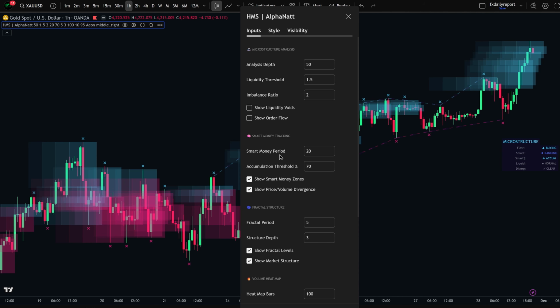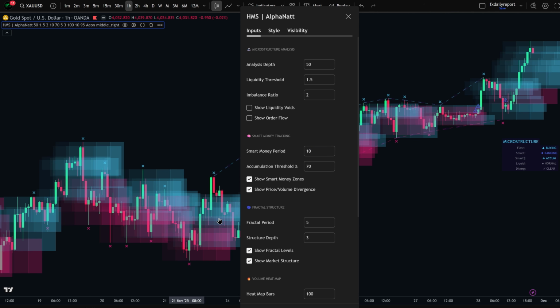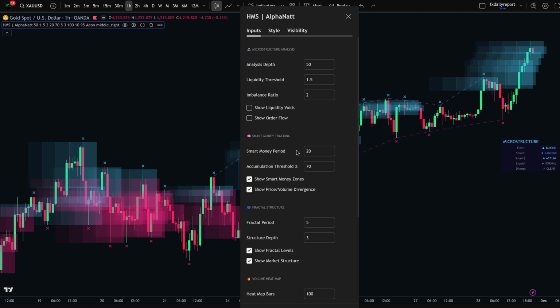If you increase the value from 20 to maybe 50, you'll notice the zones start looking distorted because the indicator is analyzing too far back. And if you reduce it too much, maybe down to 10, the chart becomes clumsy and messy because the accumulation and distribution zones start overlapping. So the best thing is to just keep it at the default value of 20.